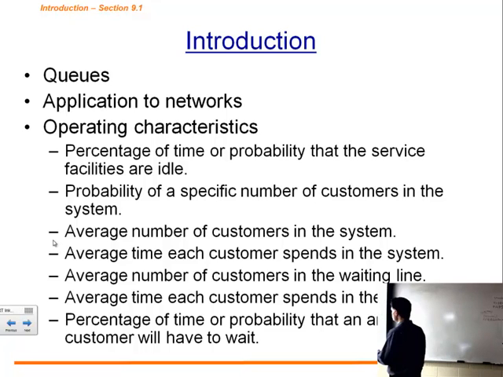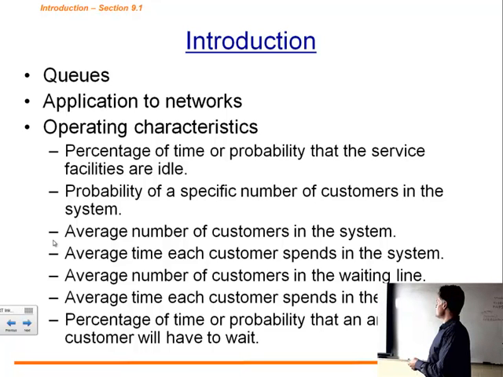Average number of customers in the system. Average time a customer spends in the system. Average number of customers in the waiting line. The difference between the average number of customers in the system and in the waiting line is that the system includes customers currently being served, and the waiting line is the queue of customers before they are being served. So the time you spend in the system is generally a bit longer: it's the queue time plus the processing time. That's the system time.